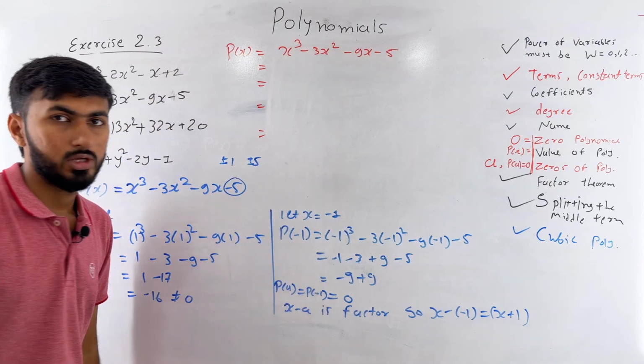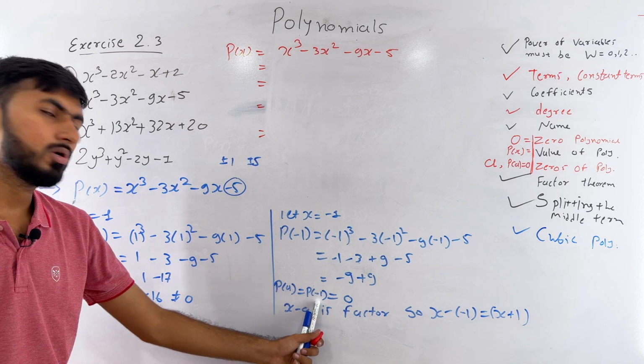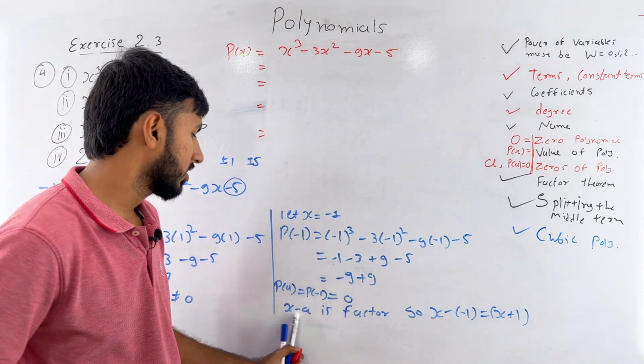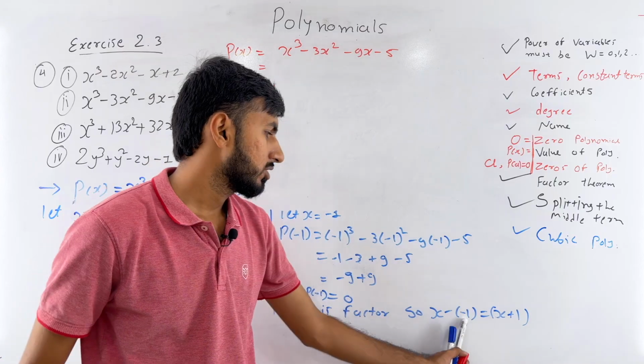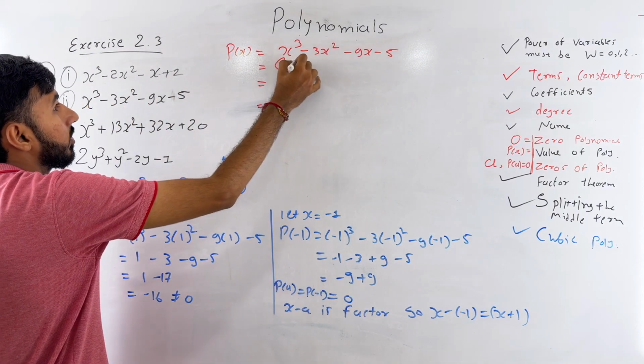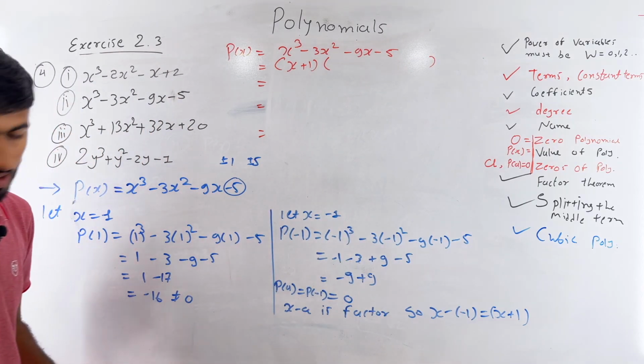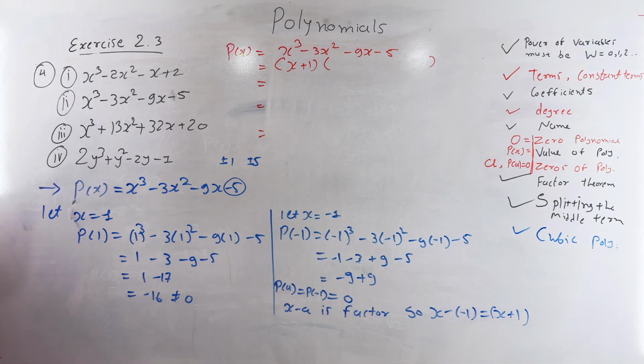See, don't confuse with sign, right? I got a is equal to minus 1 and my factor will be x minus a. So put the value of a, that is minus 1 here. Minus minus will be plus 1 here, right? So x plus 1 is my first factor. Now I have to find the second factor. So how can you find the second factor?